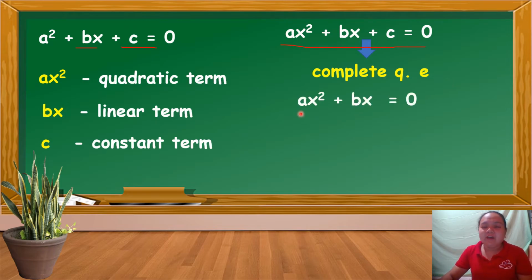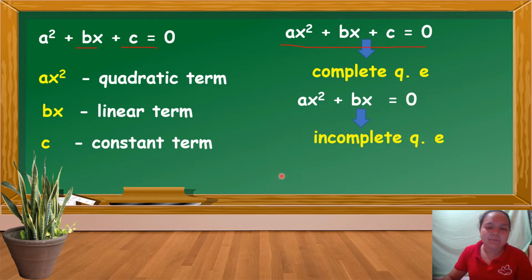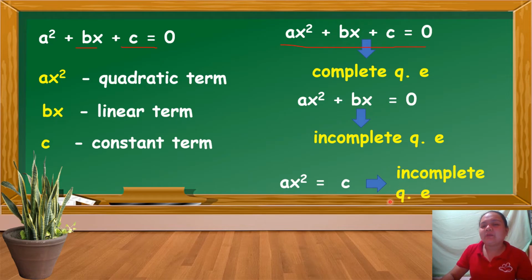On the other hand, we have here 2 terms only, the quadratic term and the linear term. Ano yung missing? The constant term. So it is called an incomplete quadratic equation. Next, ax squared equals c. It is called an incomplete quadratic equation since our linear term is not around. We only have the quadratic term and the constant term.